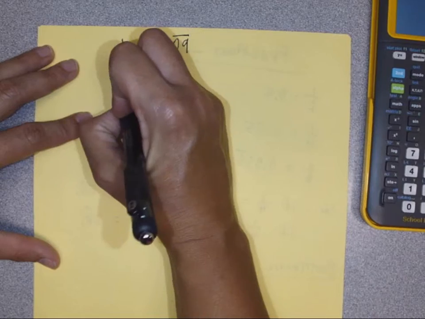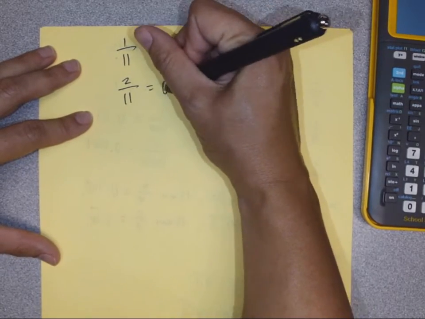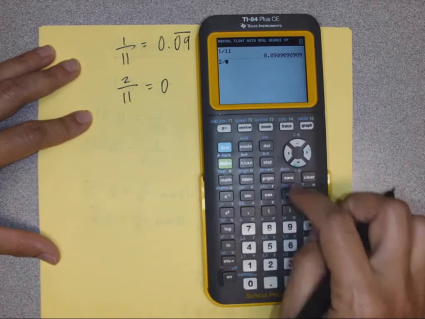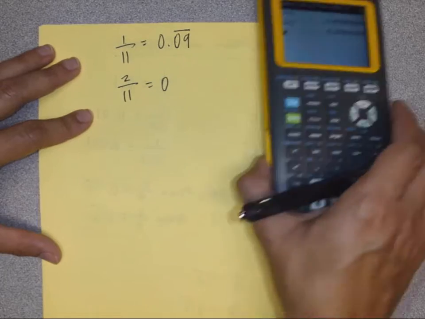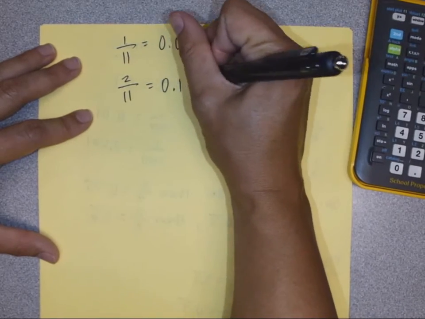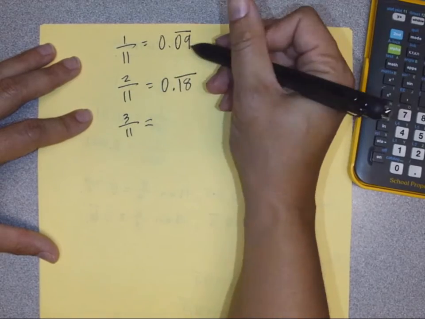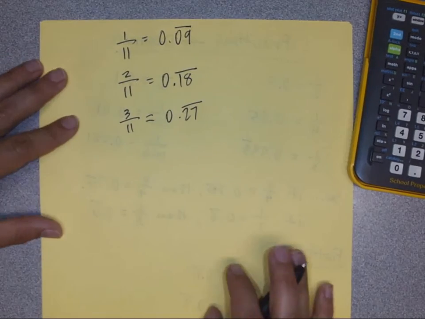Therefore, 2/11ths, 9 times 2 is 18, so it would be 0.181818, so 18 repeating. You can type it in your calculator if you needed to. 3/11ths would be 9 times 3, which is 27, so 27 repeating, so on and so forth.